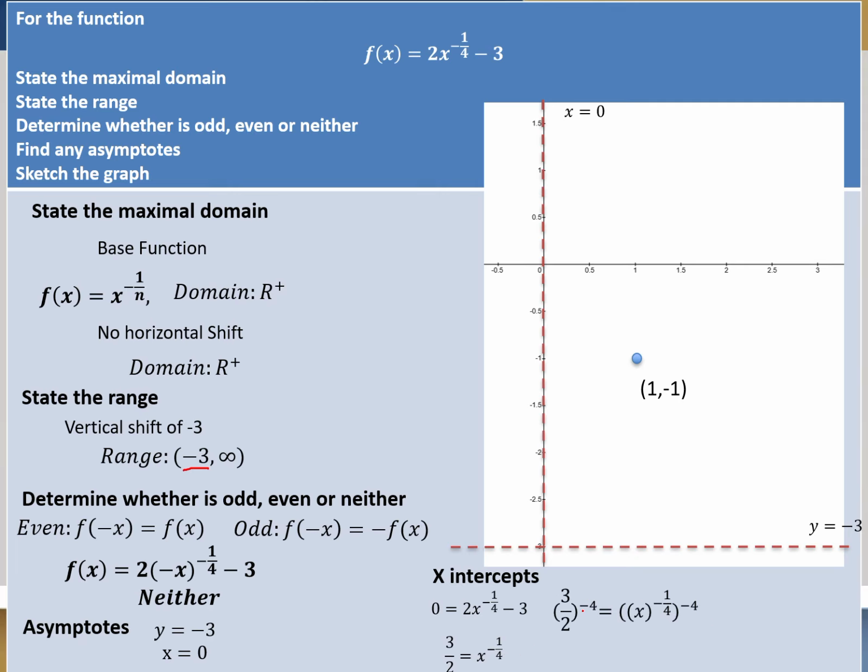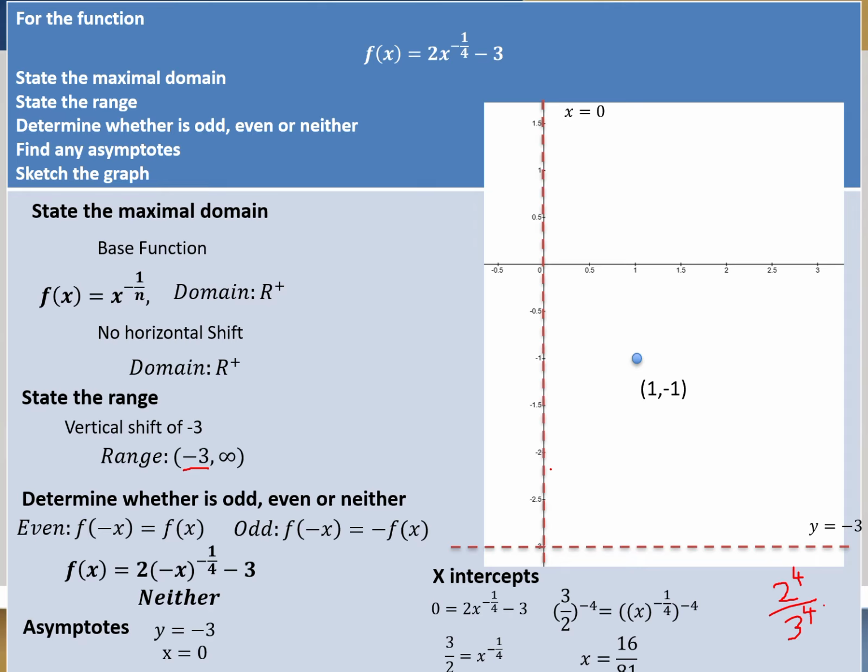And this flips this equation to 2/3, and it turns into 2 over 3, but each one has got to the power of 4. So that gives me 16 over 81.